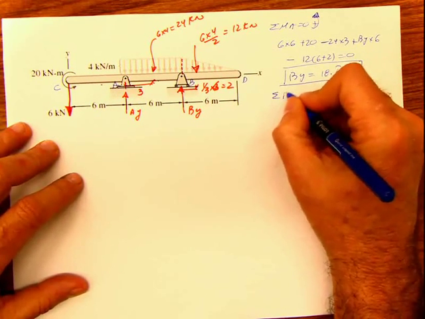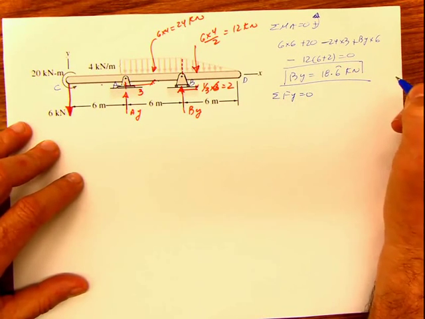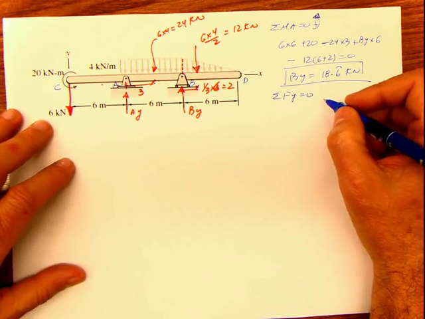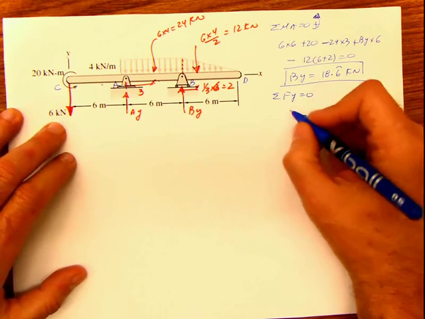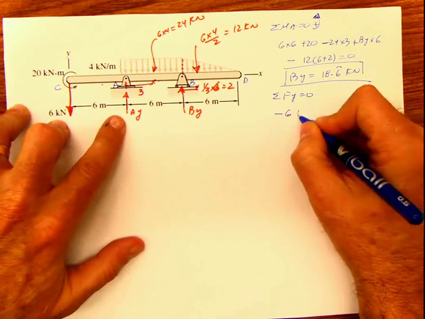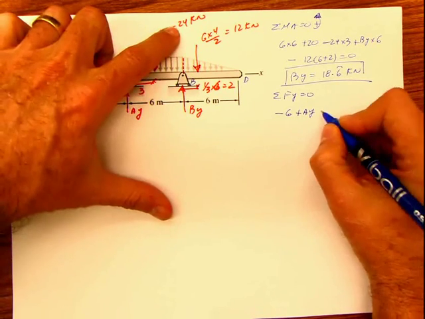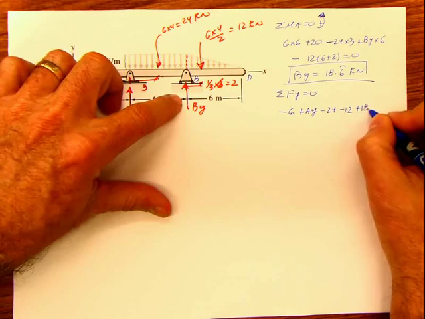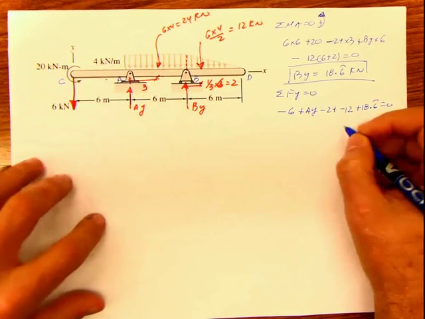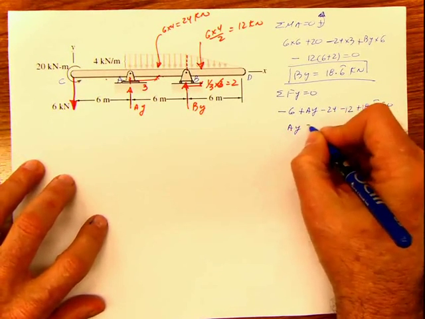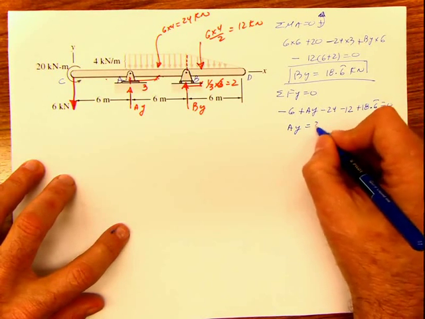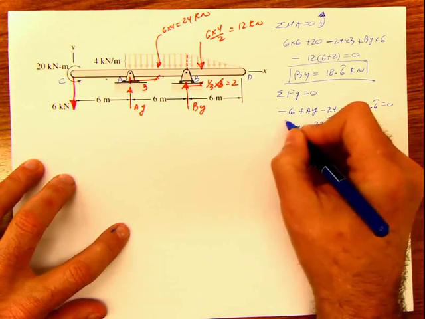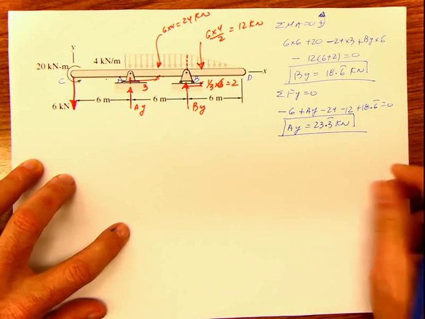Now we can do summation of forces in Y equals 0, and when we do summation of forces in Y equals 0, then we get negative 6 plus AY minus 24 minus 12 plus 18.6 equals 0, and then we solve for AY, and AY is 23.3 kilonewton, and this 3 is periodic, like that.